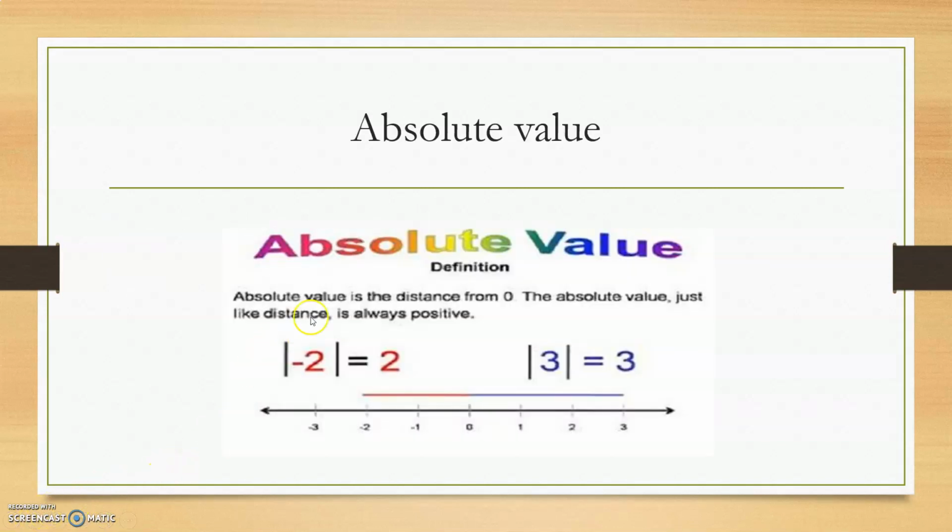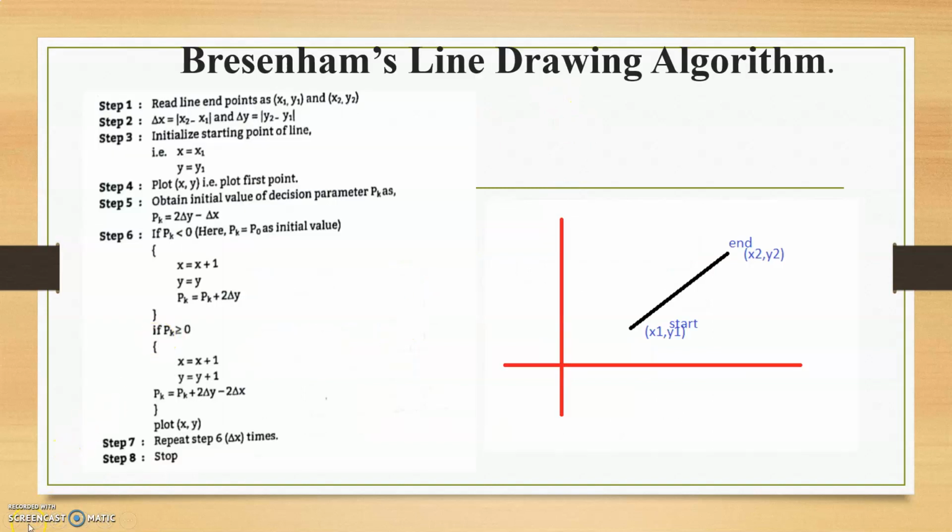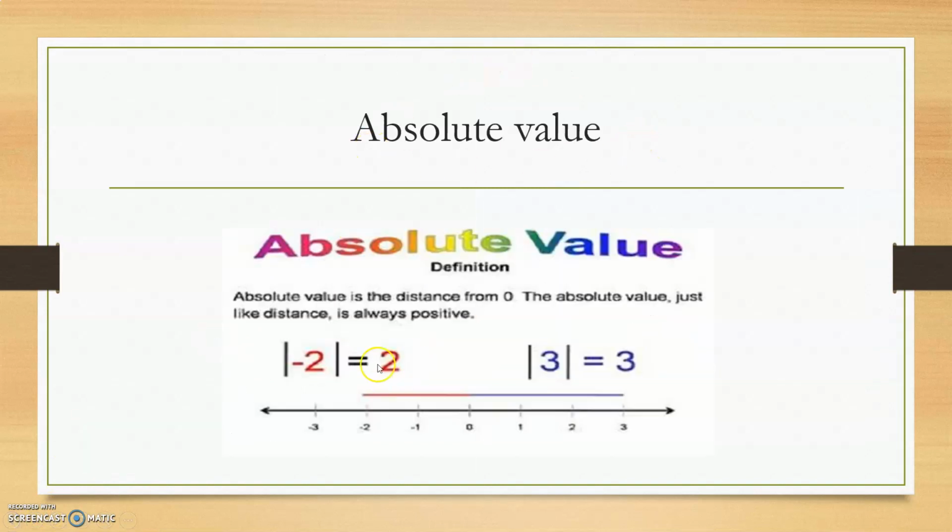Before starting this topic, I will just clear up what we mean by absolute value. Absolute value is the distance from 0. It is just like distance, and it is always positive. The absolute value of -2 is 2, a positive number, and the absolute value of 3 is 3. The absolute value of any number will always be a positive value.